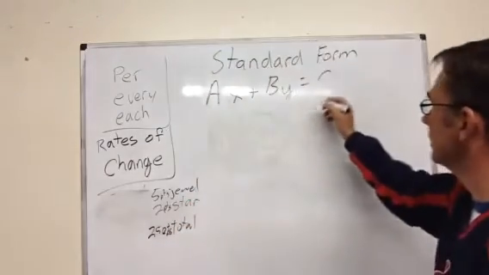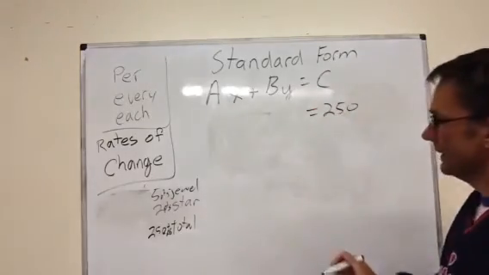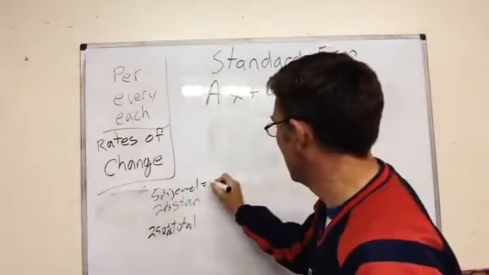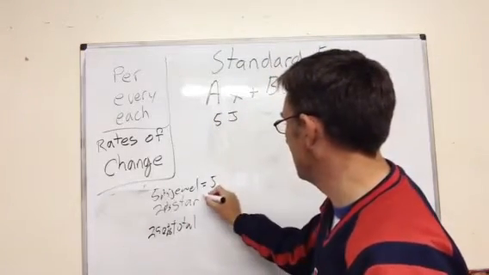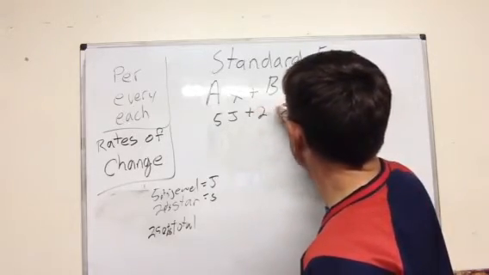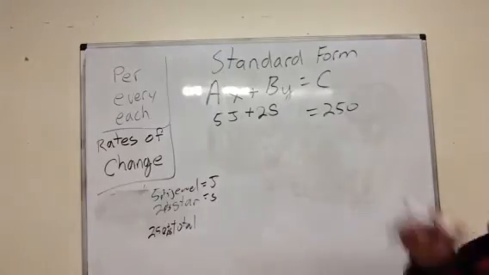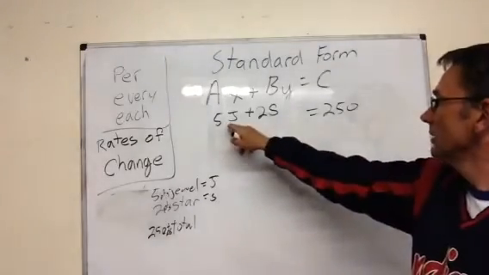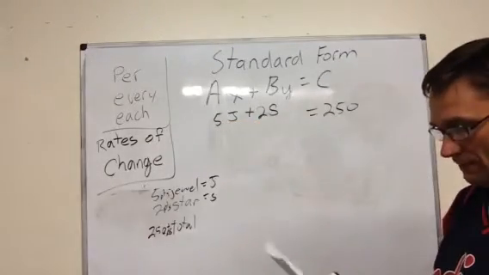Let's plug these numbers in here. So we know our total is 250. Again, I'm going to use J for jewels, so 5J, and I'm going to use S for stars, plus 2S equals 250. Here's our equation. Two rates of change, 5J plus 2S equals 250.